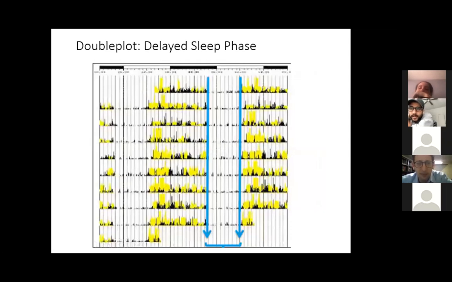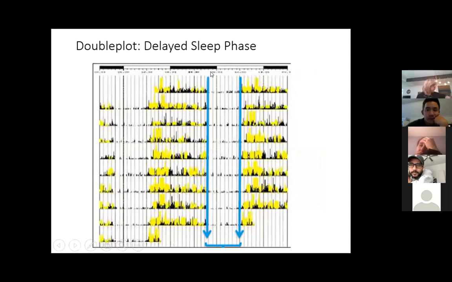Now this one, this is a delayed sleep phase, but you probably can't see that because you can't see the times up there. But they won't show you one that you can't read. They'll fix this up here. Yellow is there's light, but you just can't see the times here. If you could see the times, you could know this is somebody who's got fixed delayed sleep phase.